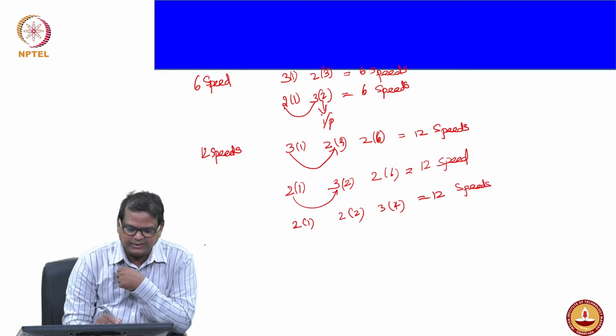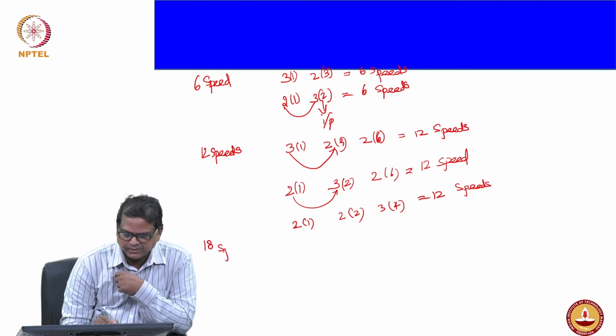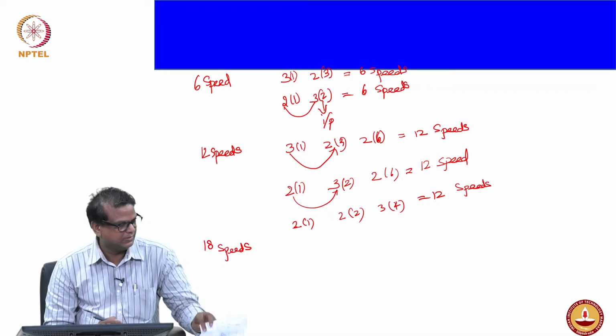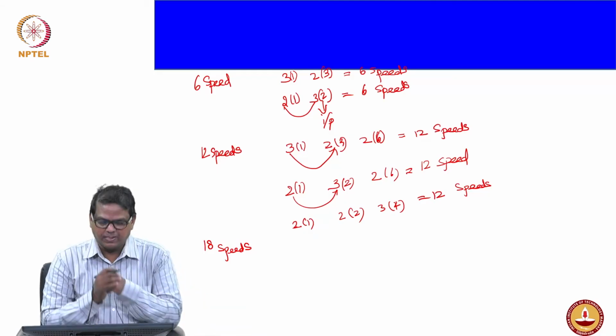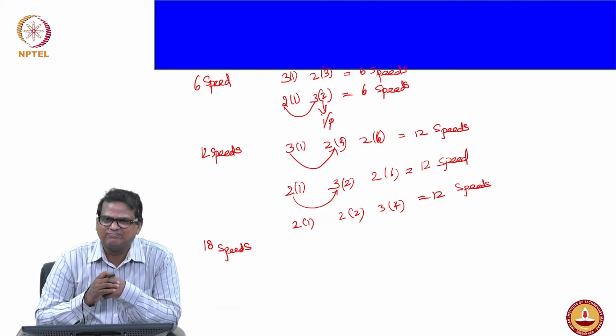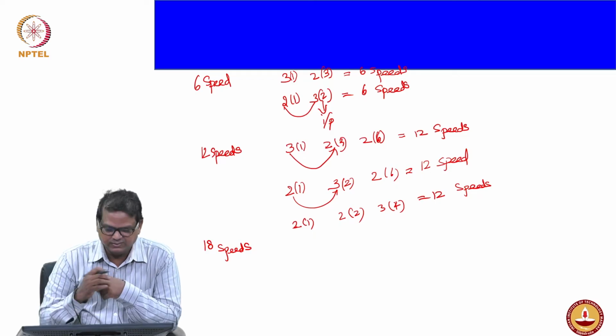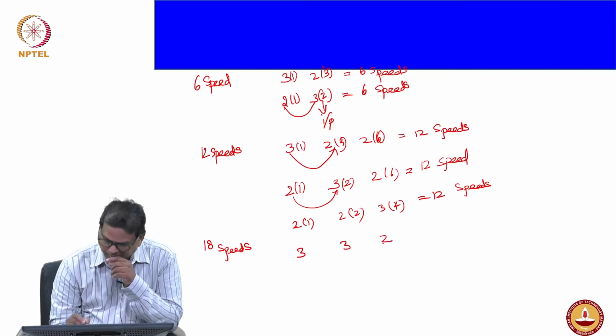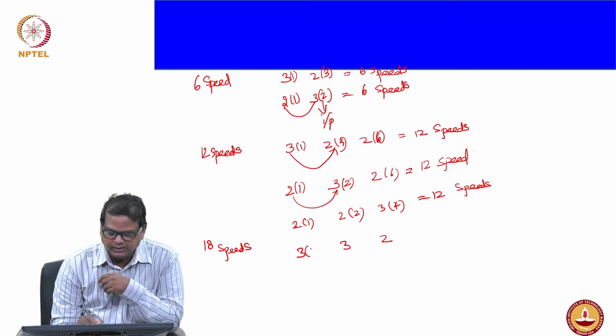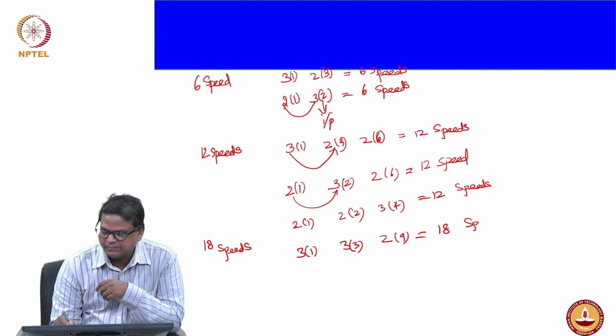Okay, how about 18 speeds? How can we arrange 18 speeds? How will we do the 18 speeds? 3, 3, 2. You can do that, yeah. So, 1 input speed, then 3 into 3, right, and this should be 9. So, you will have 18 speeds.